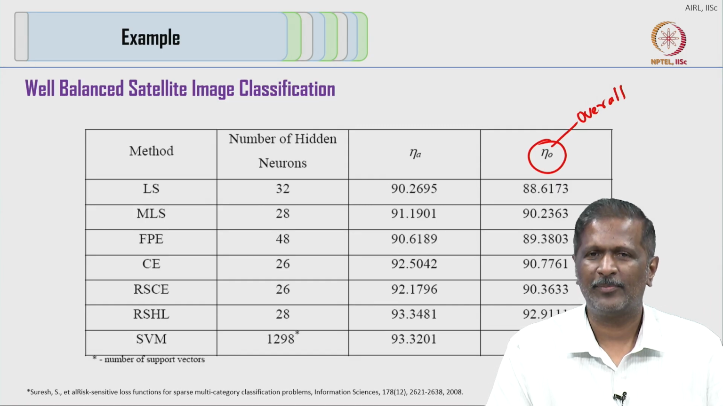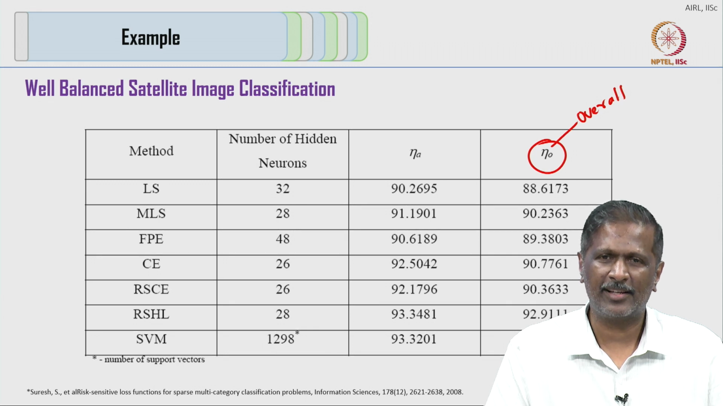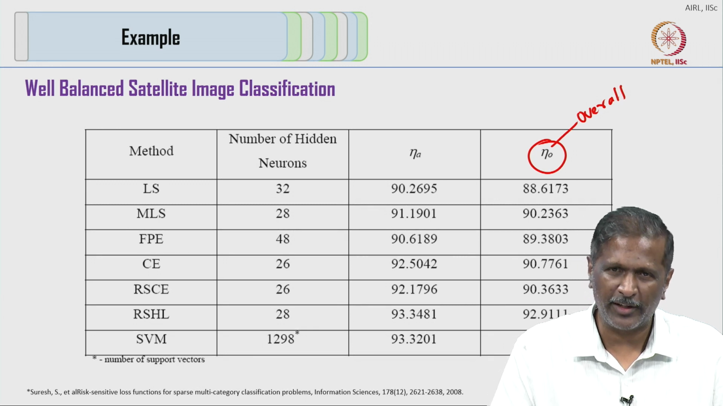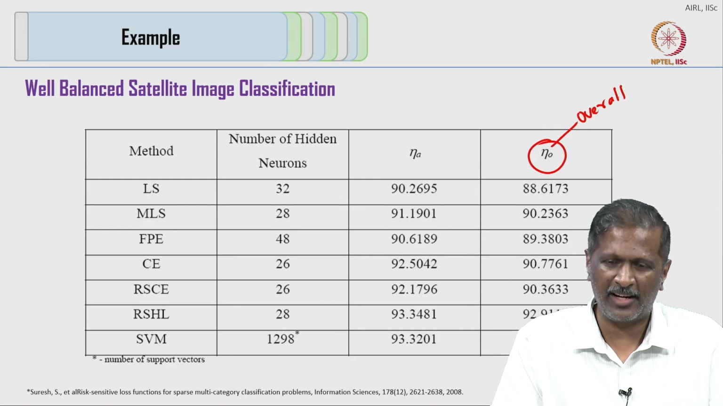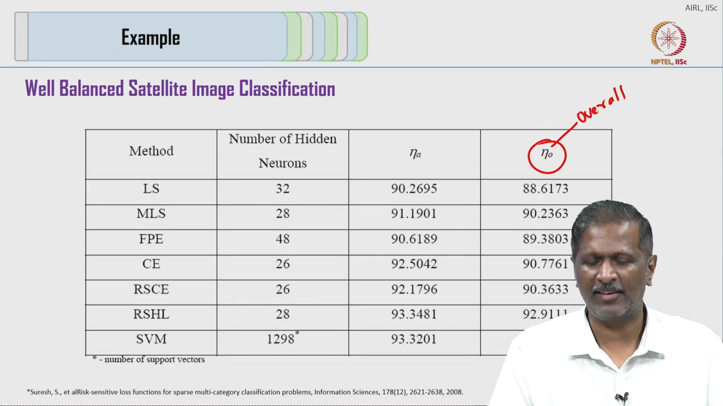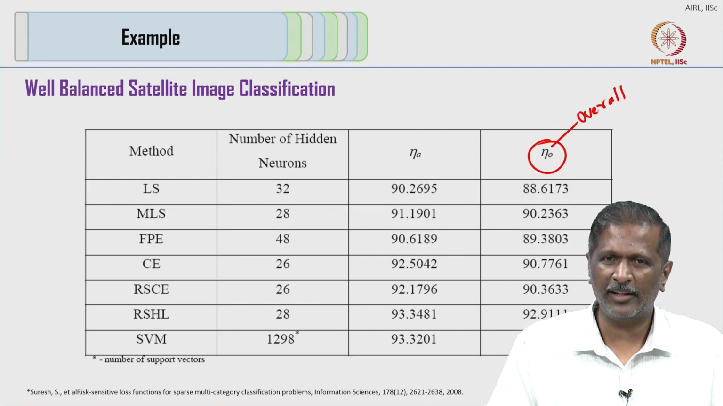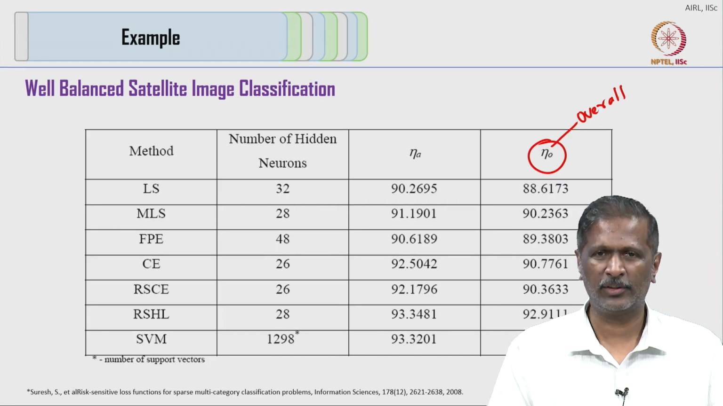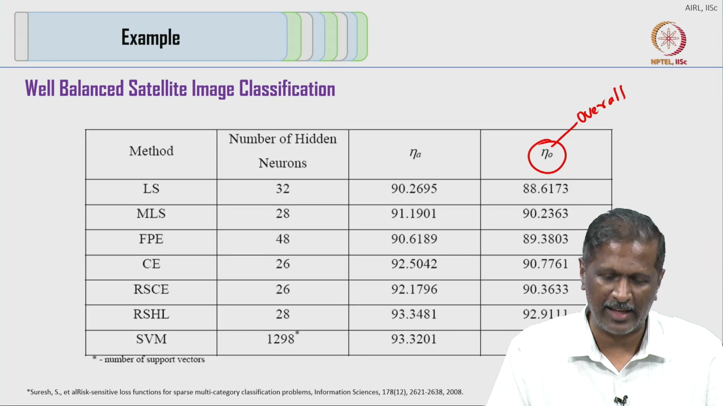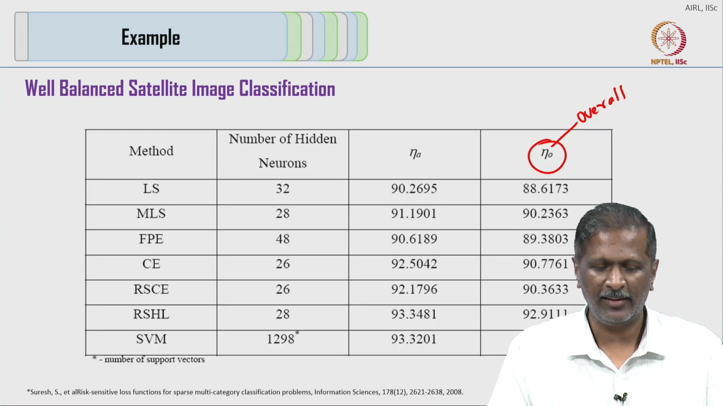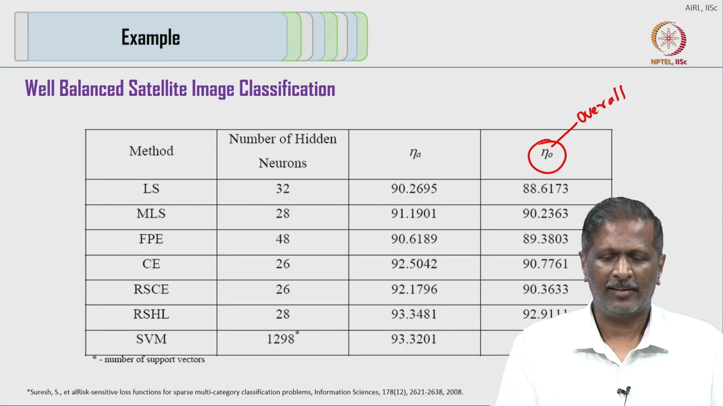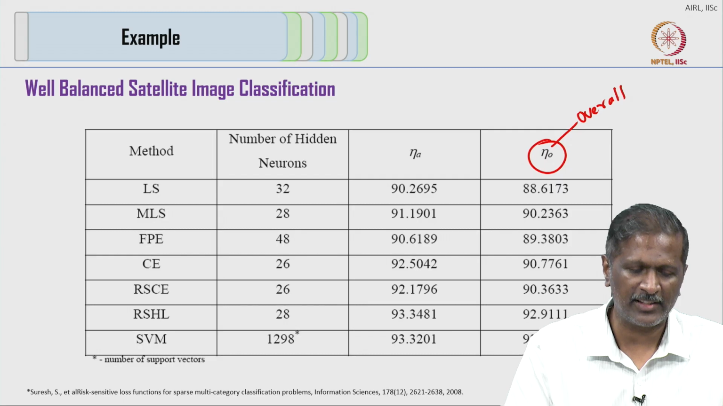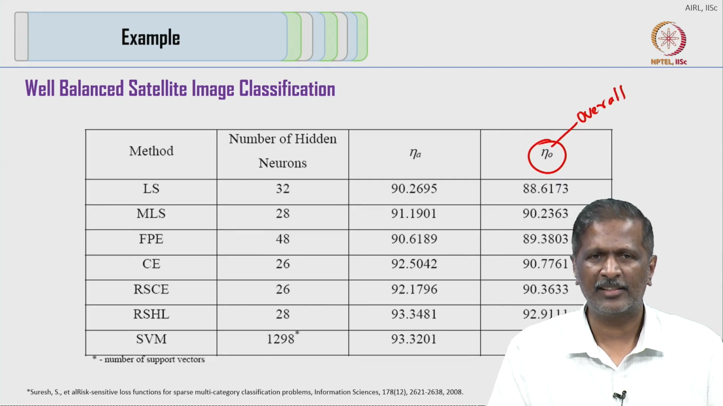For each class, how many samples are correctly classified? I compute for individual classes, and the average of that is my class average accuracy. Now I am trying to look at whether the performance is better in the overall sense or in the individual class sense. So I tried with different losses that we talked about, and I summarized them here.